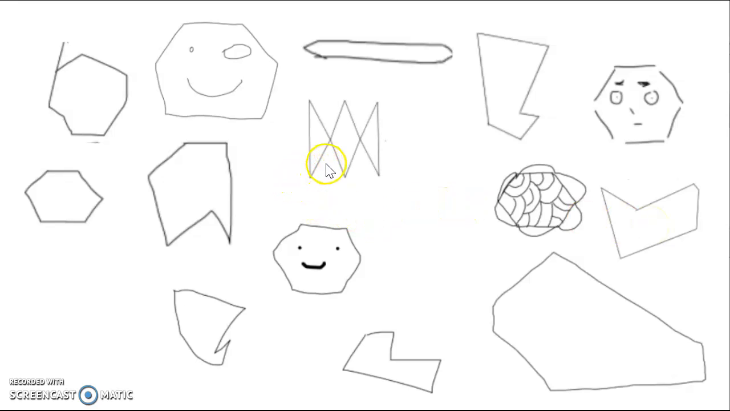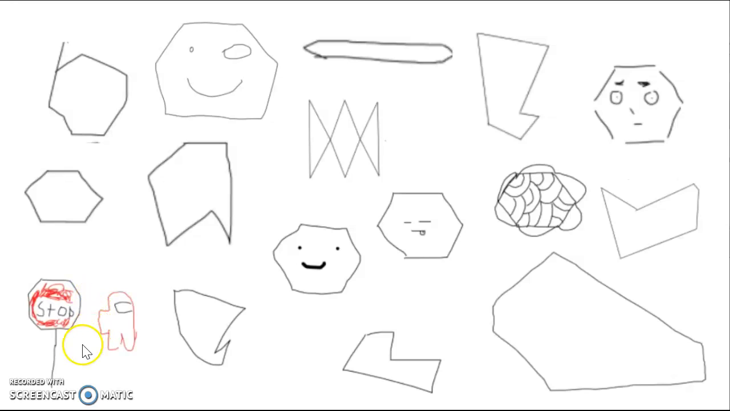What about this? Interesting. But this is multiple polygons. I see a triangle, quadrilateral, and a triangle here. So multiple polygons, and that is almost a polygon, and these are not.